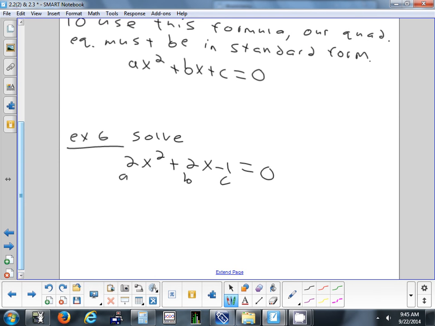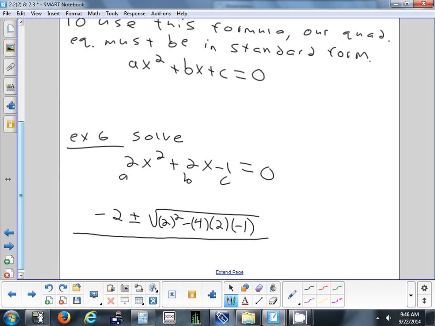So we're going to have negative B plus or minus, and can somebody else fill in my discriminant for me? You don't have to do out all the arithmetic. Just tell me, what times what minus what. Yeah, 2 squared. Okay, so B squared, that's going to be 2 squared, minus 4 times 2 times negative 1. And all of that is going to be divided by what? 2a, which in this case is 2 times 2.